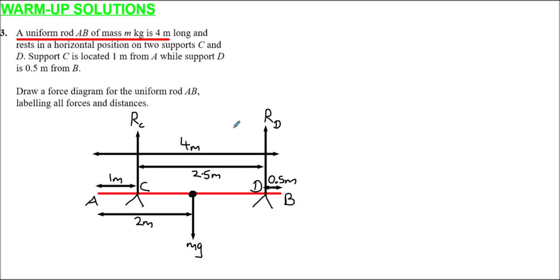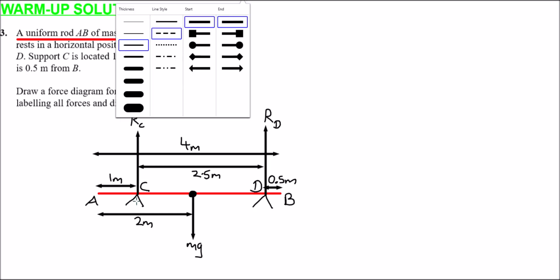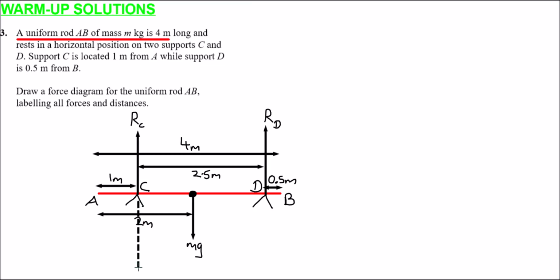The diagram's getting a bit busy now, so I'm going to be careful how I label these next bits. So if I just drop a couple of dotted lines down here, what we can do is also work out the distance of these supports from the centre of mass of the rod.